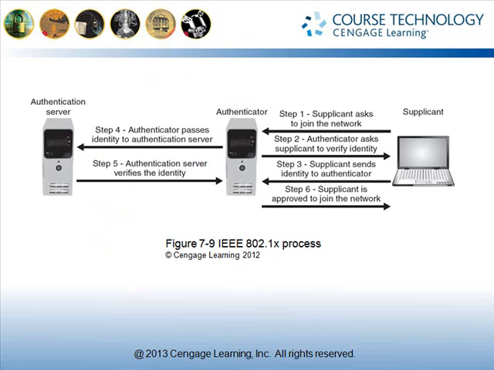Here's how IEEE 802.1x works. In step 1, the device, called a supplicant, requests from the authenticator permission to join the network. In step 2, the authenticator asks the supplicant to verify its identity. In step 3, the supplicant sends identity information to the authenticator.